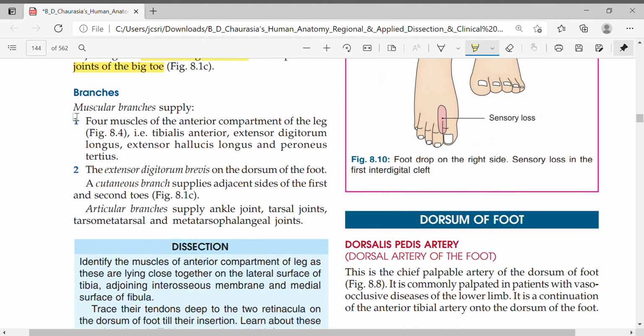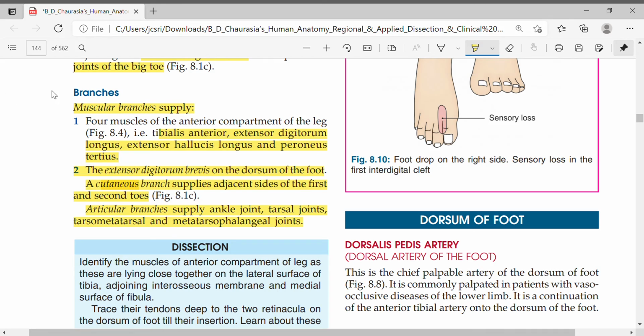So what are the muscular branches? All four muscles, you can see them: tibialis anterior, extensor digitorum longus, extensor hallucis longus and peroneus tertius. And the extensor digitorum brevis, which is on the dorsum of the foot, gets its supply from the lateral terminal branches, as I told you now. Cutaneous branches accompany the first and second toes, and articular branches are for the ankle joint, tarsal joint, metatarsal joint and metatarsophalangeal joints. So even the articular joints are supplied by this particular nerve.